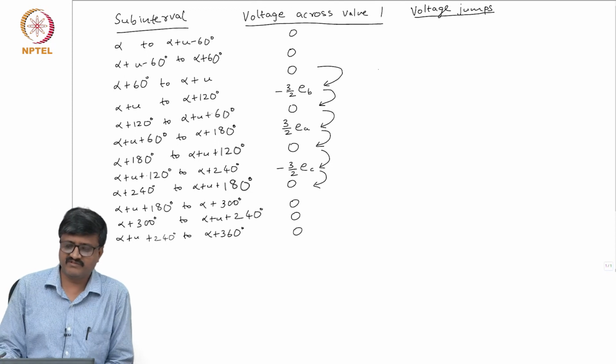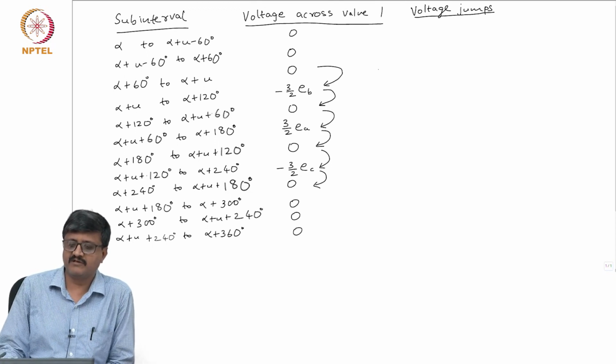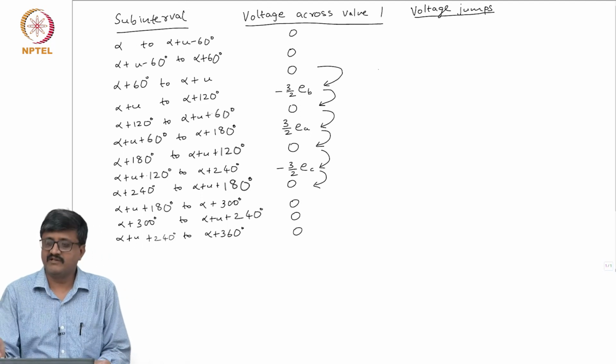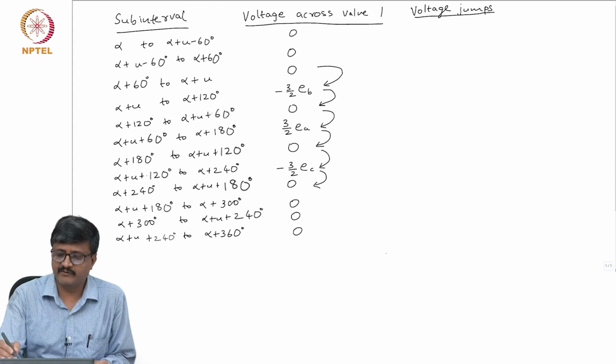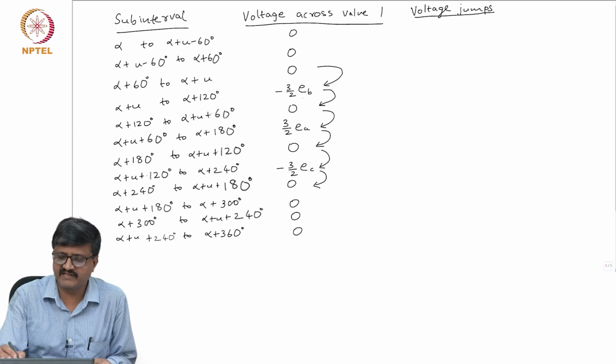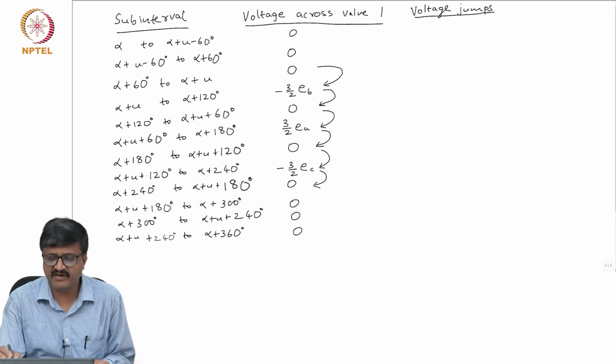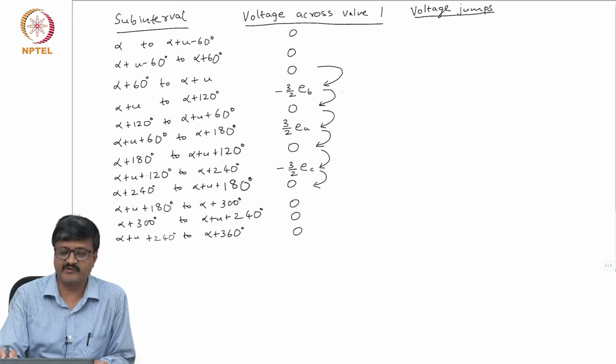What you need to do is take the expression for voltage across valve 1 and substitute the appropriate value of omega t. You will get the voltage jump. For example, the first voltage jump is minus 3 by 2 EB evaluated at alpha plus u. Then the second jump is 3 by 2 EB evaluated at alpha plus 120.